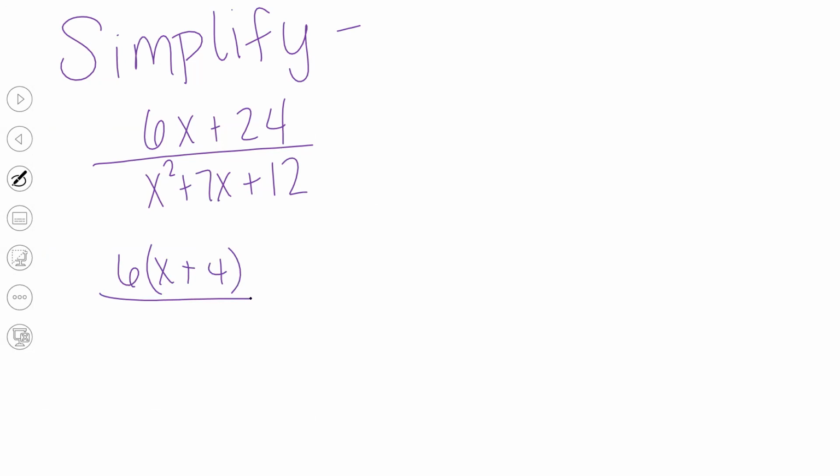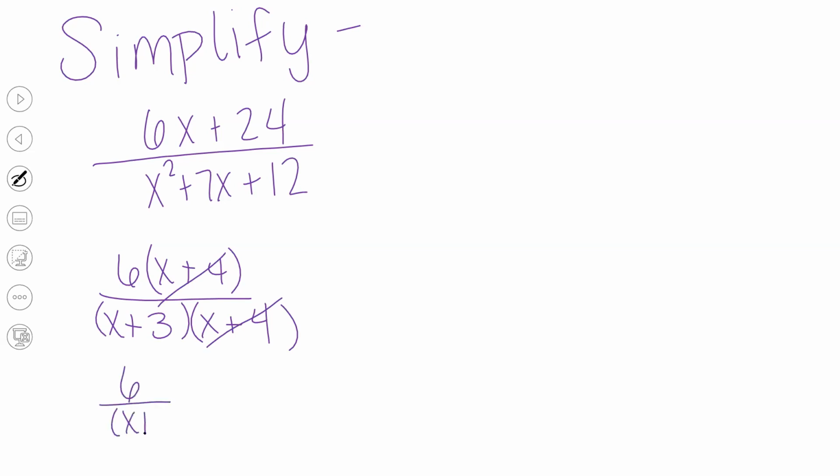The bottom one, I have to factor. That means I need 2 parentheses factoring. X plus 3 and X plus 4. What happens to X plus 4 divided by X plus 4? They cancel out.